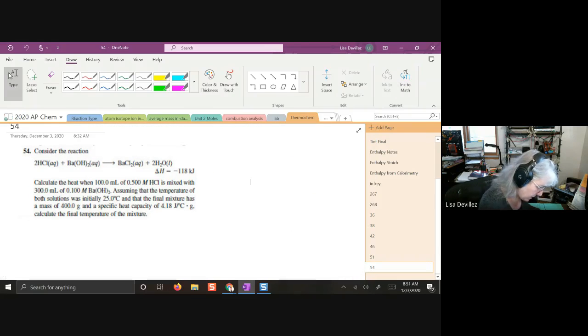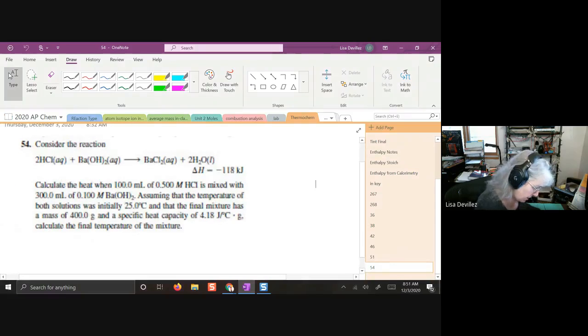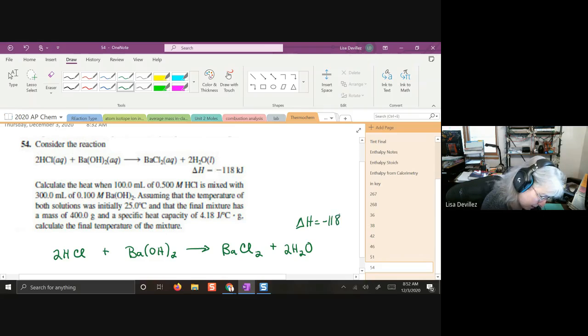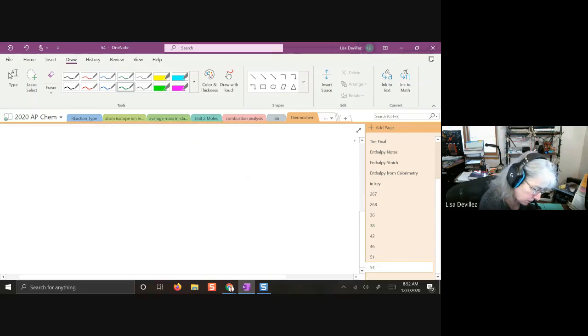Okay, here's another one with a reaction. All right, so we want the heat. Let me rewrite this down so I can do a BCA: 2HCl plus Ba(OH)2 gives BaCl2 and 2H2O. And it's saying that delta H is minus 118 kilojoules.